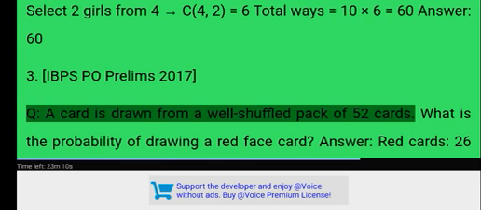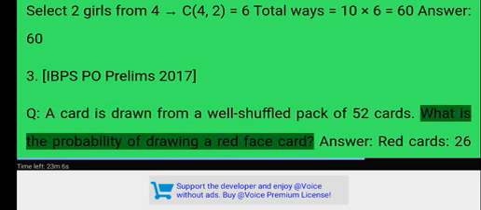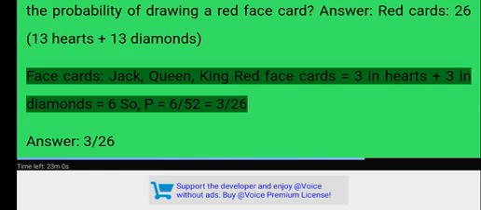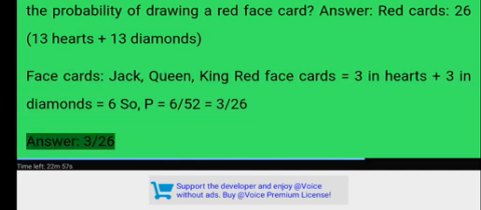3. IBPS PO Prelims 2017. Q. A card is drawn from a well-shuffled pack of 52 cards. What is the probability of drawing a red face card? Answer. Red cards, 26: 13 hearts plus 13 diamonds. Face cards, Jack, Queen, King. Red face cards equals 3 in hearts plus 3 in diamonds equals 6. So, P equals 6/52 equals 3/26. Answer. 3/26.